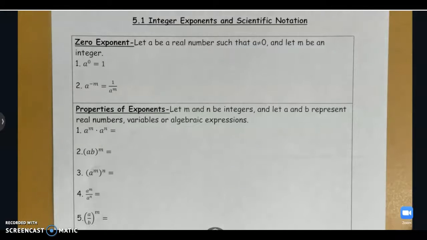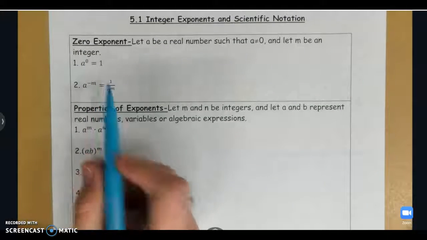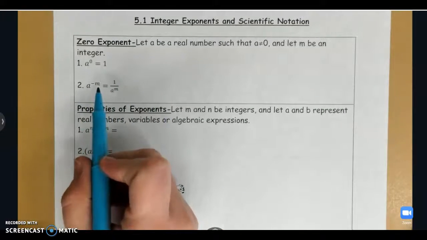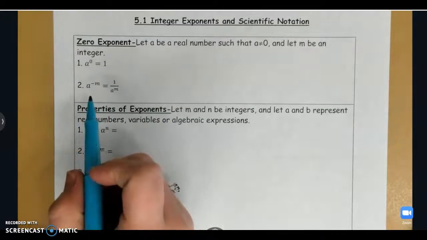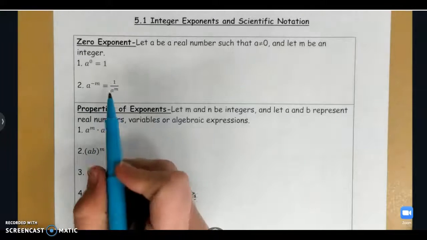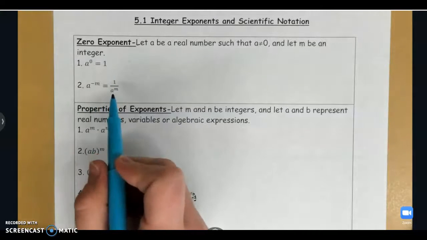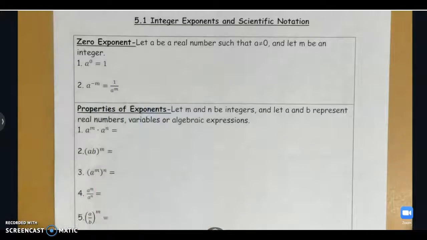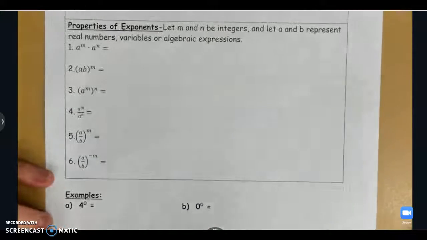So off the bat, remember anything to the 0 power is 1. And when we have negative exponents, which we try to avoid, we make them positive by switching their location in a fraction. So if it was in the numerator, it moves into the denominator and vice versa. Also, a quick review of these different properties.